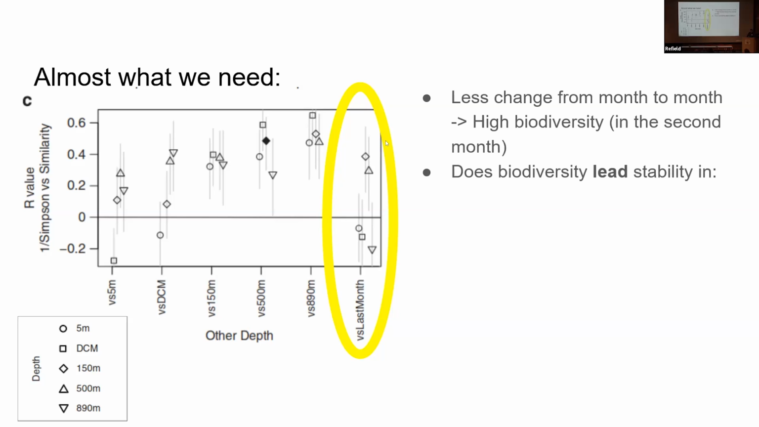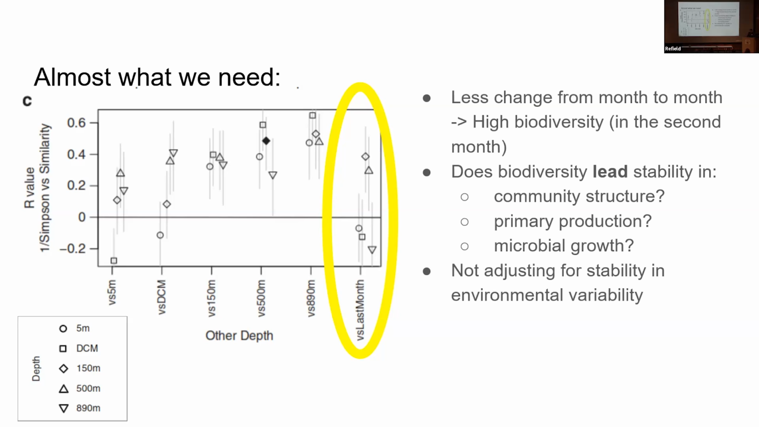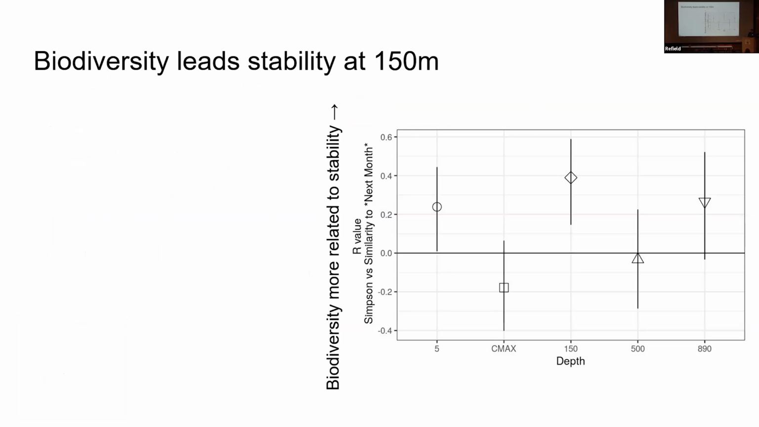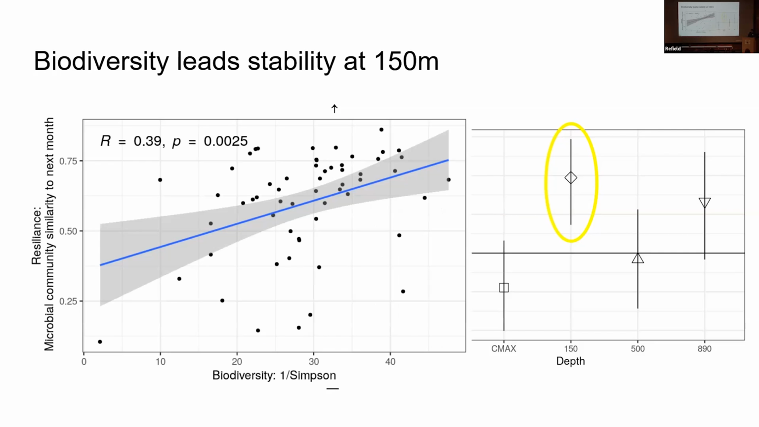But really what I want to know, if I want to say, does biodiversity cause resilience, or might it cause resilience, is to ask whether biodiversity leads stability in community structure, primary production, and microbial growth. Again, we're not adjusting for environmental stability. I will say that none of these resilience metrics relates to changes in temperature. So the short answer is that biodiversity seems to lead to stability at 150 meters only. Well, it's kind of 5 meters.